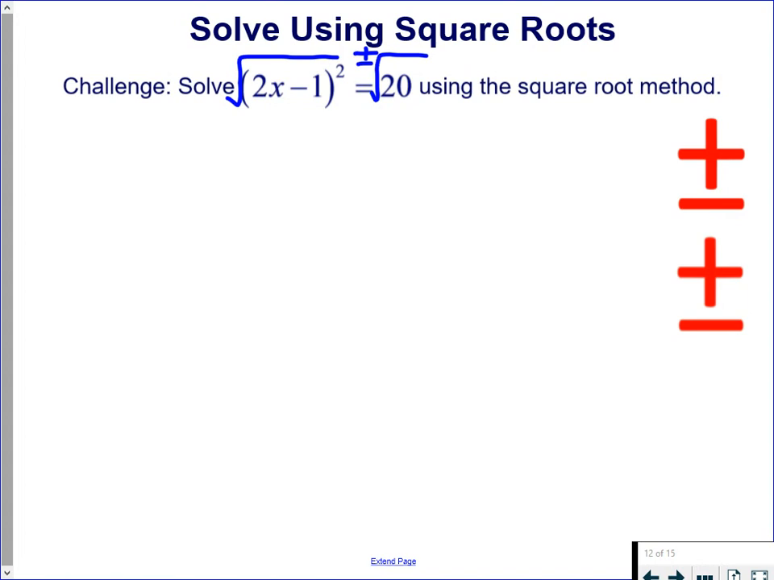And writing our answer gets to be just a little bit more interesting. We have already reduced the square root of 20. We got 2 root 5. You need to see that in action again.